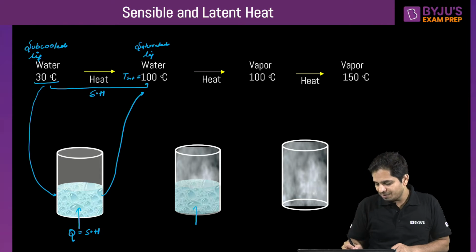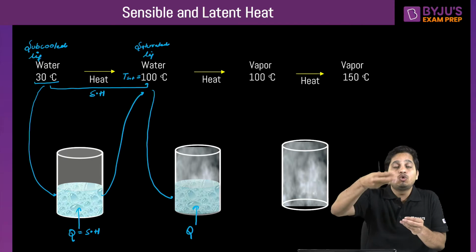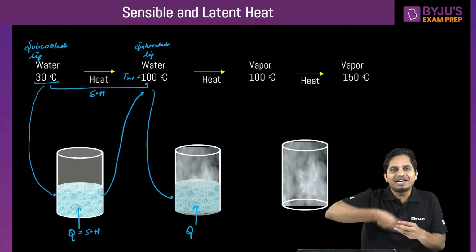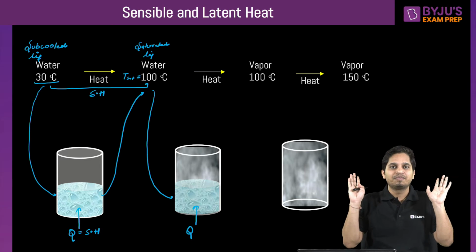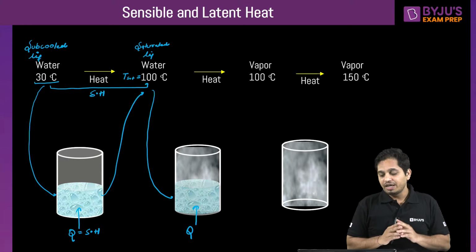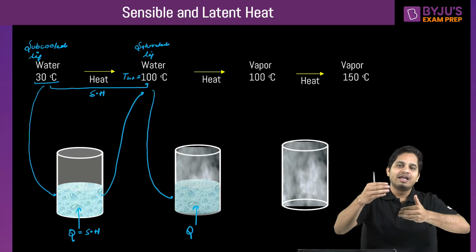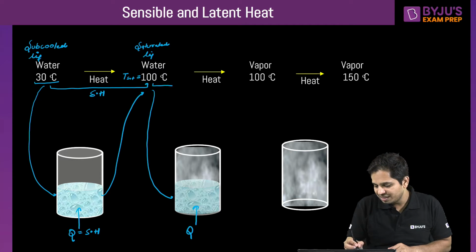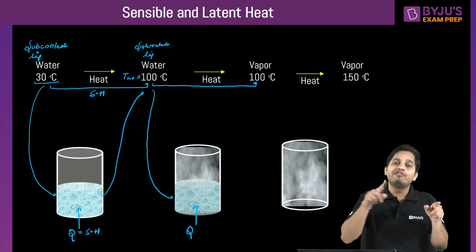Okay. So when I am still giving heat, the water that is at 100 degrees Celsius will start vaporizing. Water will start converting into vapor. Slowly the amount of vapor will start increasing and the amount of water will start decreasing. And it will happen at the same temperature, at the saturation temperature only. Temperature is not going to increase. Only water is converted into vapor, and it will happen till the whole water is converted into vapor. So water at 100 degrees Celsius will convert into vapor at 100 degrees Celsius. Temperature is not changing. Only phase is changing.